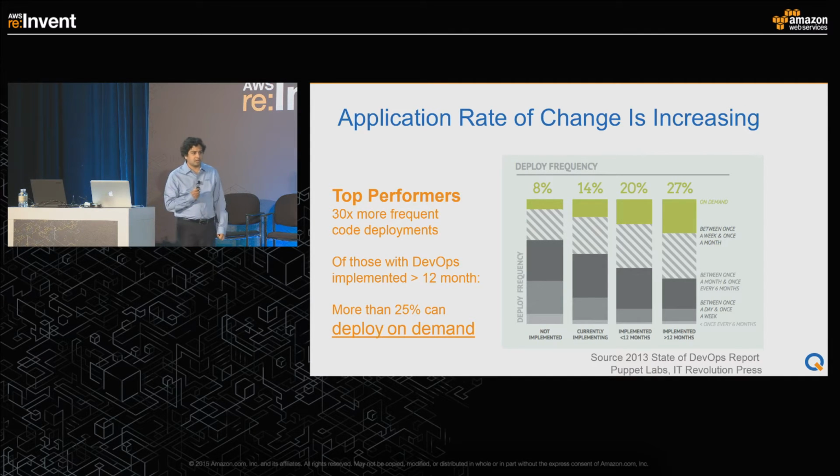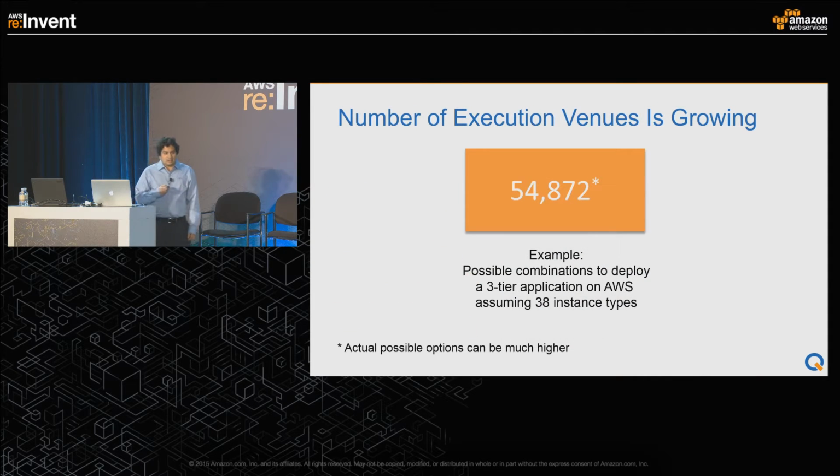And those applications are higher quality, higher performing. So there's a great increase in the number of applications. There's a great increase in the number of times those deployments are getting pushed out. The third aspect that's happening is, while the number of applications is increasing, the number of infrastructure choices, what I call execution venues, where you can run these applications, is also growing very fast.